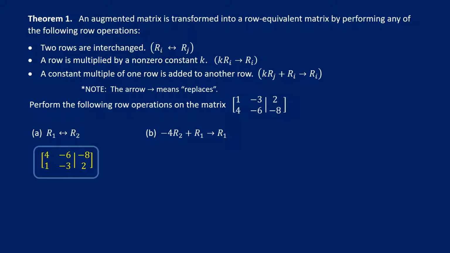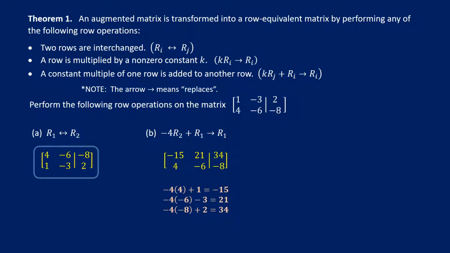So now let's look at what happens if we perform the command negative 4 row 2 plus row 1 to replace row 1. So notice that we are replacing row 1. That means that row 2 is staying the same. So we could go ahead and write that down. So now we have to figure out what our new elements in row 1 are. To do that, we're going to look at each column, and we're going to say negative 4 times the element in row 2 in that column, and we're going to add it to the element in row 1 in that column and get a new element.